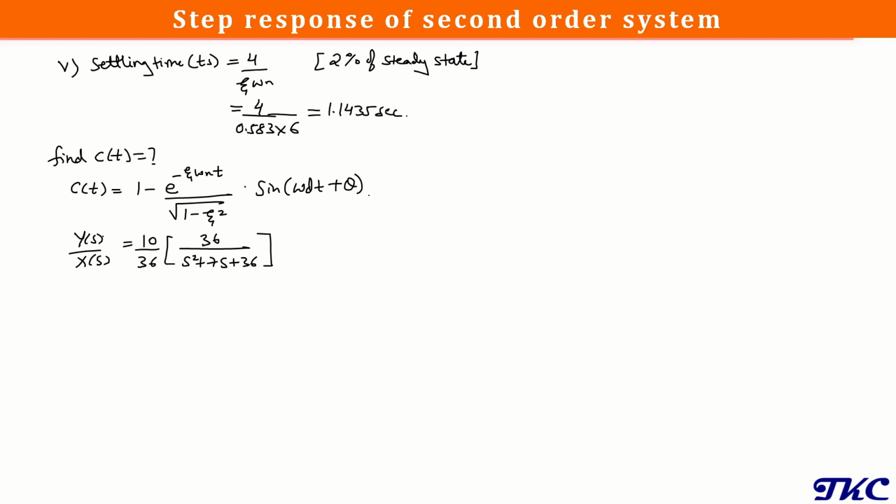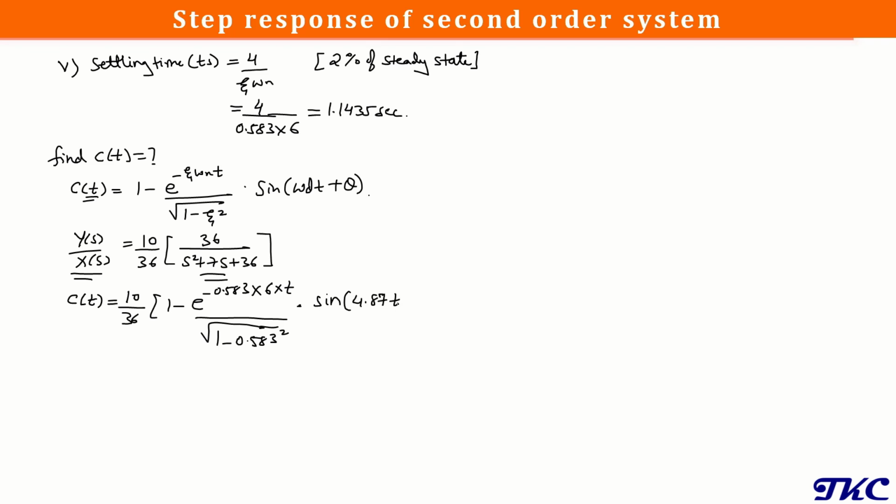When we want to find the output equation considering the step input, we can write this C of t as: C of t will be equal to this constant, 10 by 36, and for this term we need to write this equation. It will be 1 minus e raised to minus 0.583 into 6 into t divided by under root of 1 minus 0.583 square into sine of omega d we got as 4.87 into t plus theta we got as 0.9483. So here we need to calculate this value and this value.